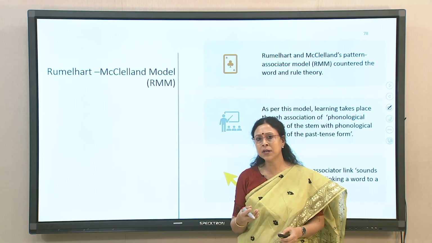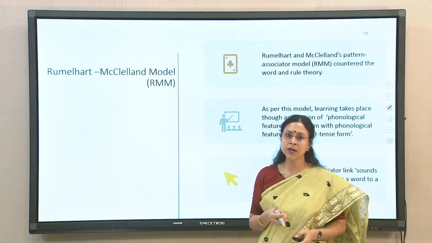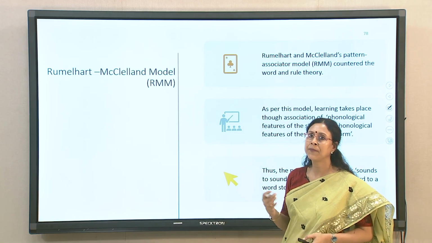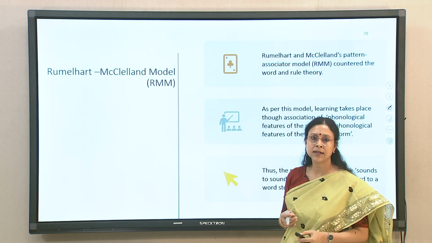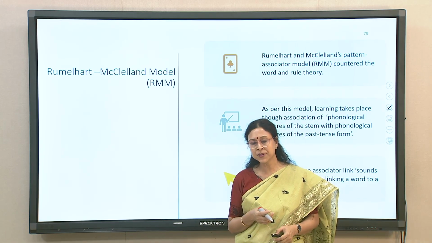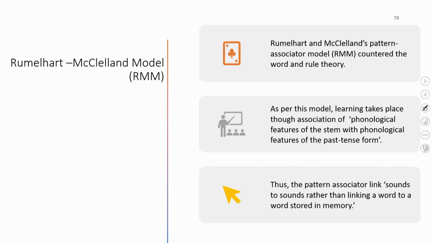Now, we have another model, which is the RMM model, which comes from a connectionist model that Rumelhart and McClelland proposed. This model looks at this entire problem with respect to a pattern associator model. There is a pattern that gets associated, and this is how they countered the words and rules theory. So, the past tense debate is between the RMM and the words and rules theory.